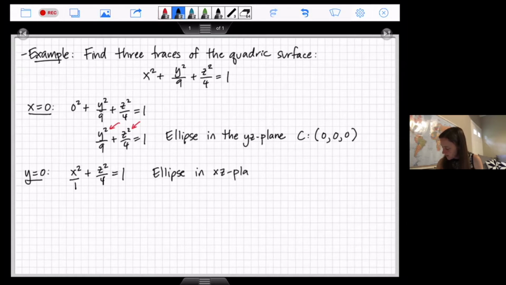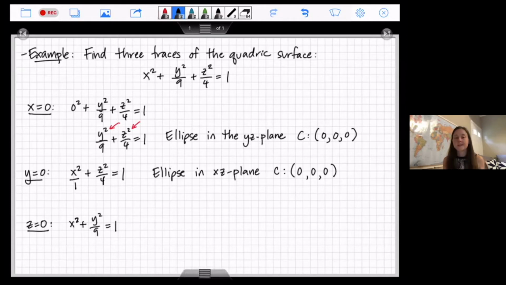And again, the center. We know because we plugged in y equals 0 that the y coordinate is going to be 0. And the x and z coordinates are also 0. We can see that from the equation of the ellipse. All right, third trace, let's plug in z equals 0. That'll leave me with x squared plus y squared over 9. The z term gets wiped out, equals 1. This is another ellipse. This one is in the xy plane.